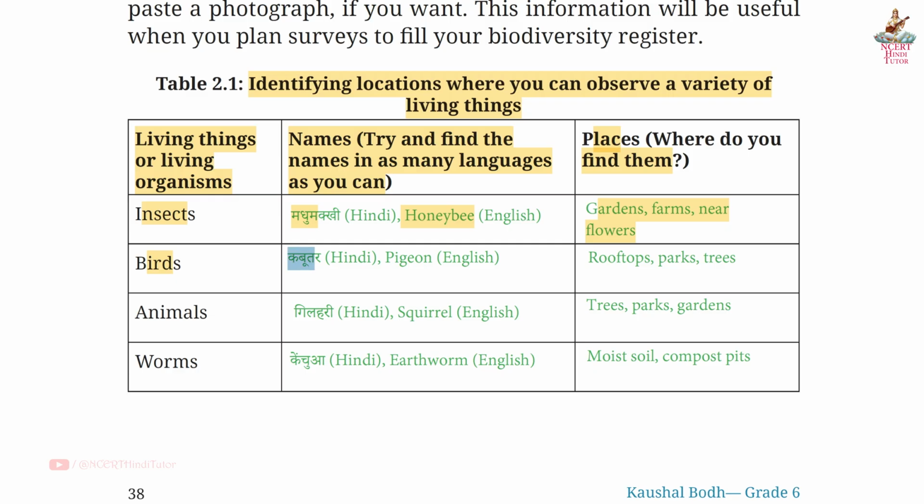Name: kabutar in Hindi, pigeon in English. Places: rooftops, parks, trees. Next, animals. Names: Gileri in Hindi, squirrel in English. Places: trees, parks, gardens. Next, worms. Names: Kenchua in Hindi, earthworm in English. Places: moist soil, compost pits.